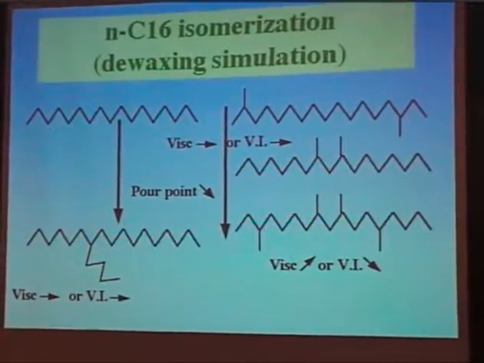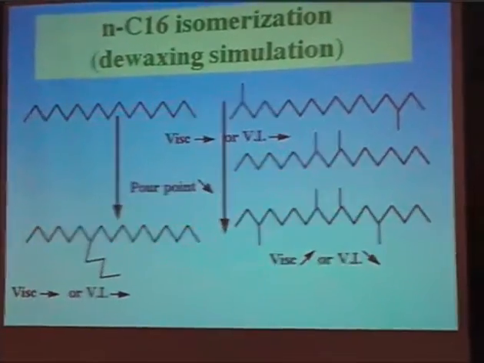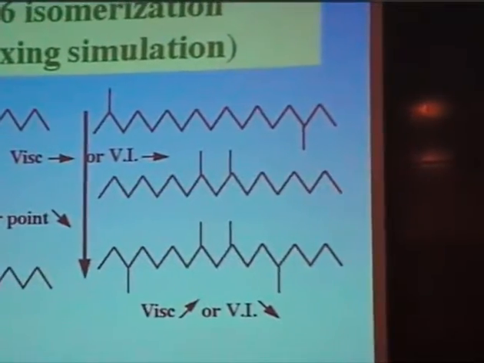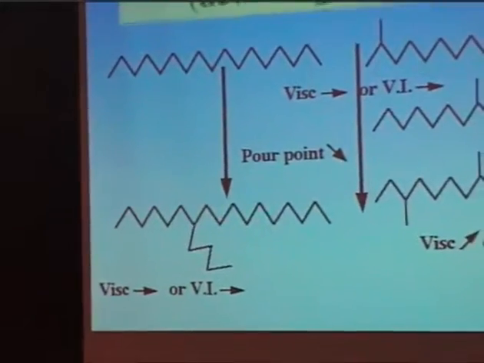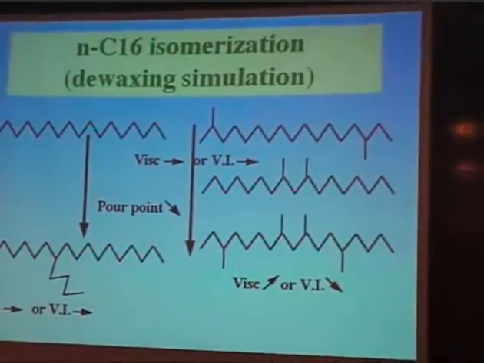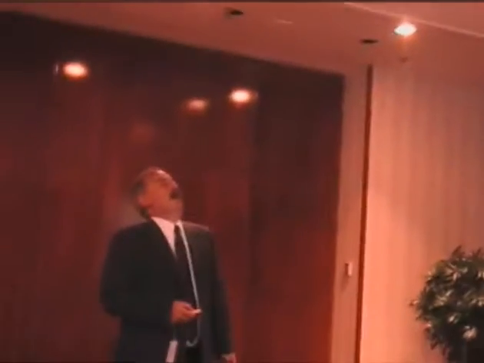Well, now I would like to pass quickly to this n-C16 isomerization, or simulated dewaxing. What is very important when you want to get good lubricants is a high viscosity index, and you want a low pour point in order not to have crystallization of your oil when the temperature is going down. The nasty products are these n-paraffins. And when you branch these n-paraffins, you decrease the pour point. You can see that from there, going to there.